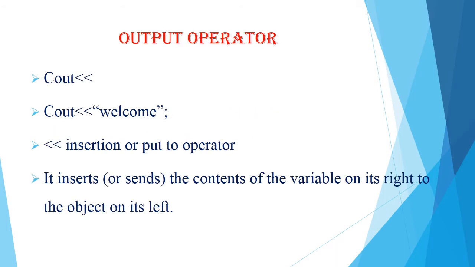Next is the output operator. cout with double lesser than symbol is the output operator that is used to display the information, and here the double lesser than symbol is called the insertion or put to operator. It inserts or sends the contents of the variable on its right to the object on its left.